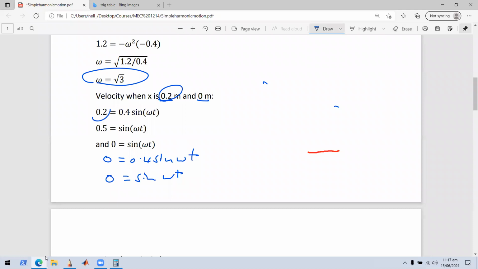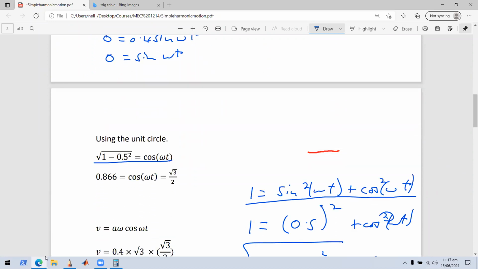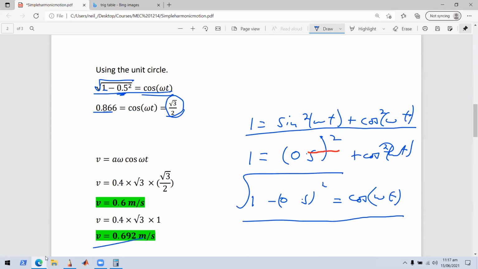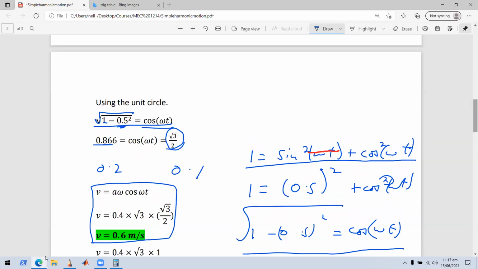So 0.2, you do 0.2 is equal to A sine omega t, carry over 0.5 sine omega t. You use your identity, square root of 1 minus 0.5 squared for cosine omega t. So you'll get something like this. You plug that in and you calculate your value. If you had another one that was 0.1, you would just do the same thing again.